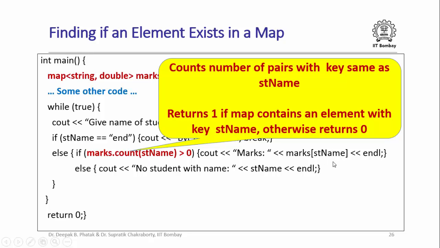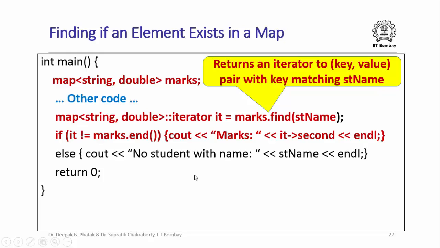So I could then read out the marks from there and print it out. Otherwise I could say that there is no student with the name st name. Now there is an alternative way of finding out if an element exists in a map. This is by using iterators.